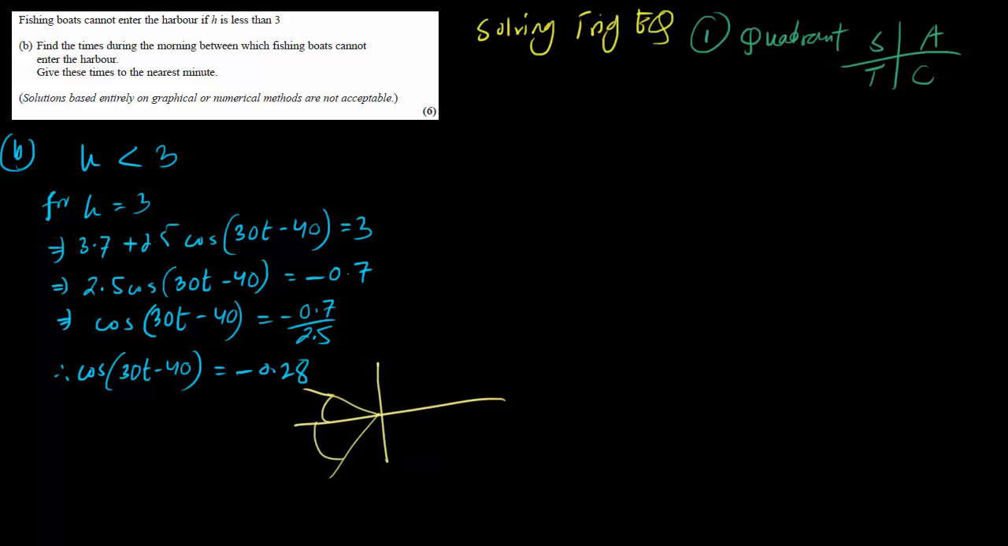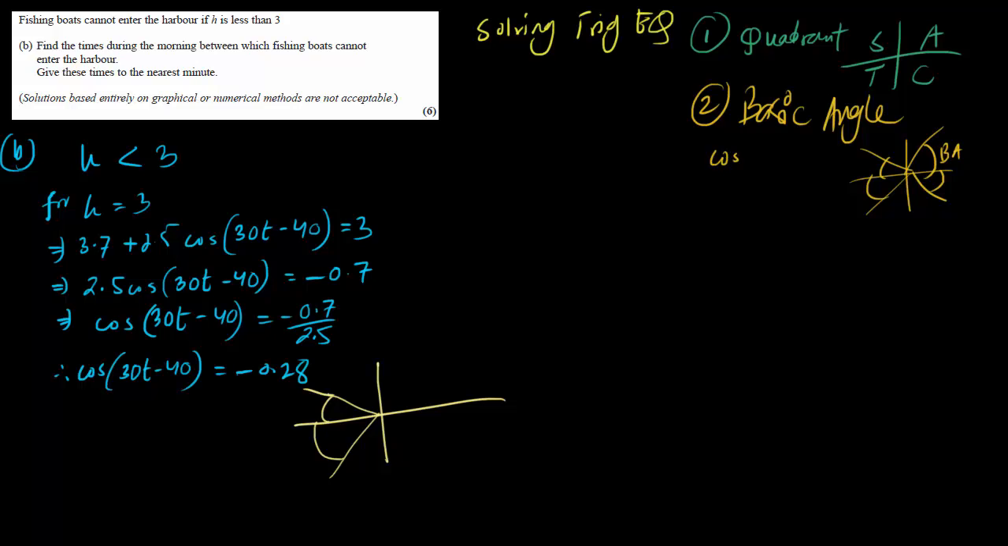The next step would be to find the basic angle. The basic angle would be in any of the quadrants, and we consider the basic angle with the horizontal line. So these are the basic angles, and the basic angle is always the absolute value. For example, if you have cos theta equals A, the basic angle would be theta equals cos inverse of A. But if it was cos theta equals minus A, then the basic angle would be cos inverse of A again. So we have already solved a trigonometric equation in this paper. So let's find the basic angle.